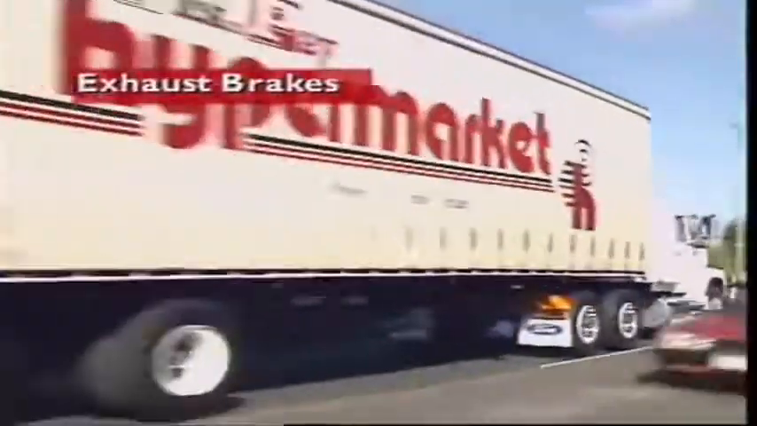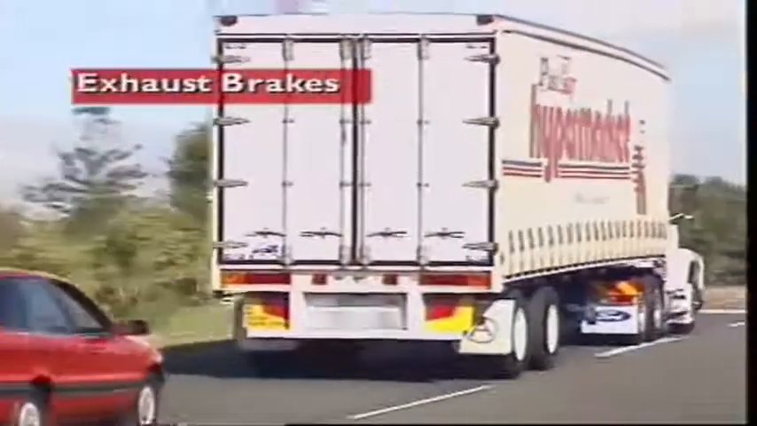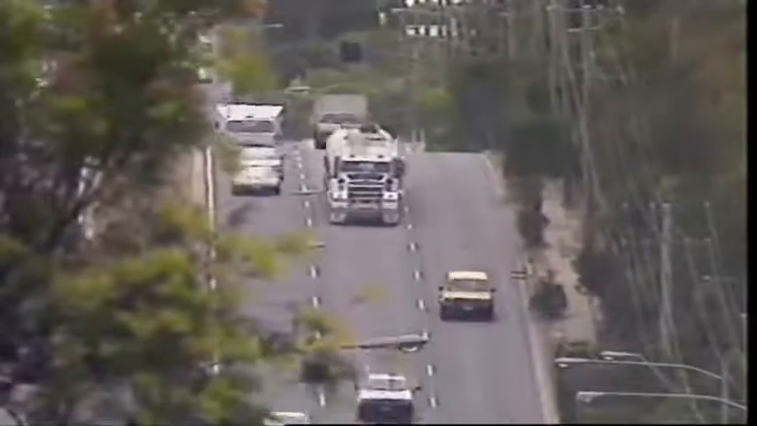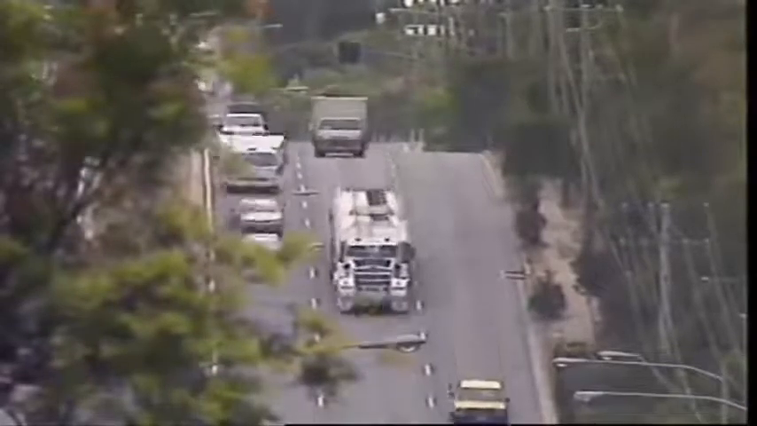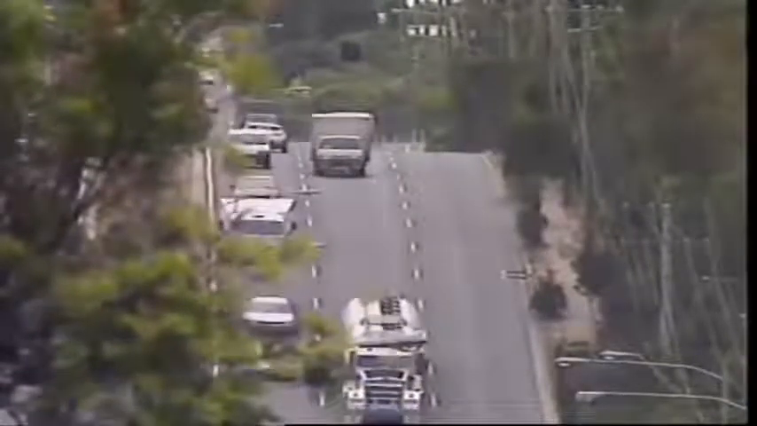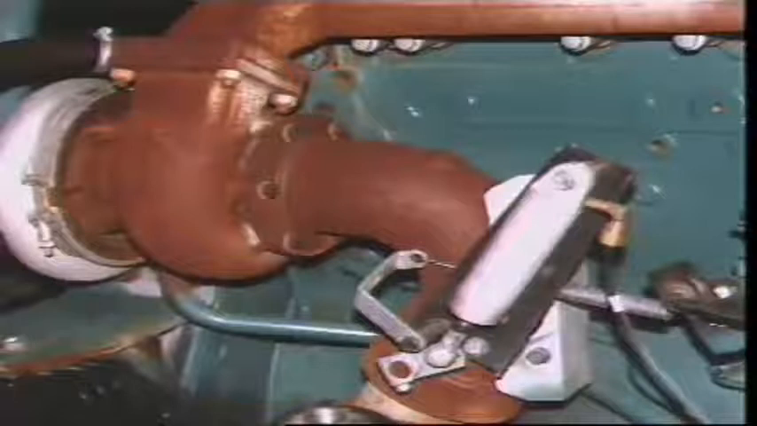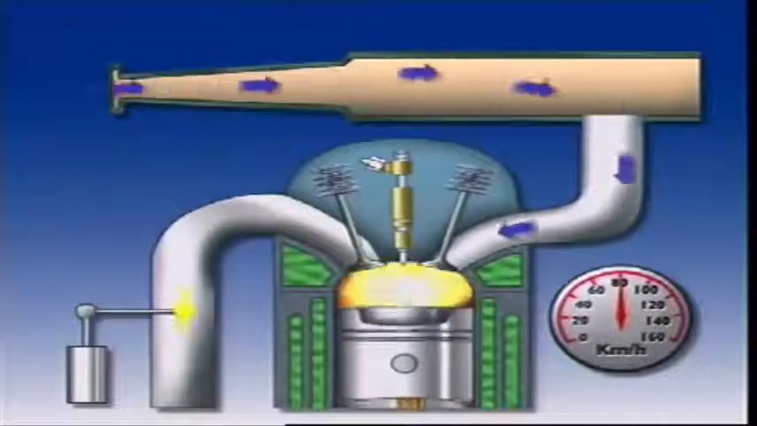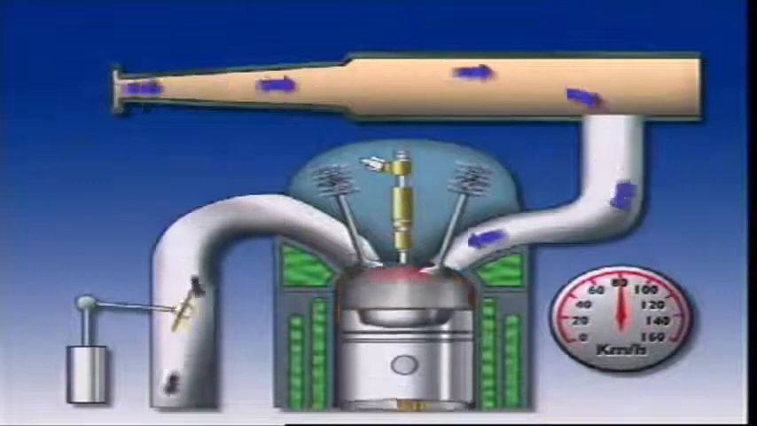This section examines exhaust brakes. Heavy goods vehicles can often require increased braking in situations where friction brakes could overheat and fail. This is achieved by using an exhaust brake. An exhaust brake works by restricting the flow of exhaust gases through the engine. It achieves this by closing a butterfly valve located in the exhaust manifold.